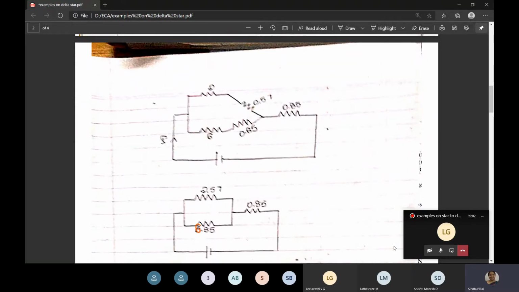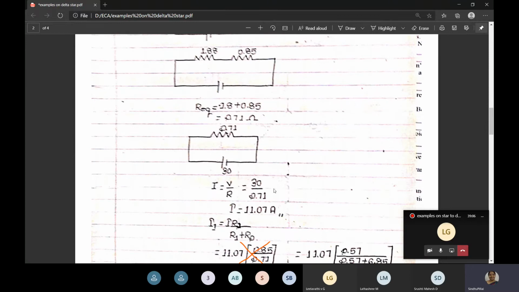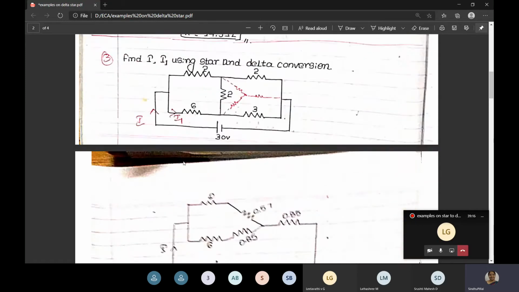So I is equal to V by R. So 30 divided by 2.71. So the main current is 11.07 amps. Okay, that is the main current. That means this I. Okay, the capital I.